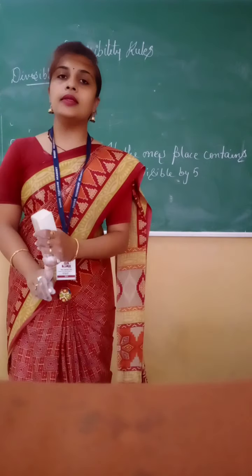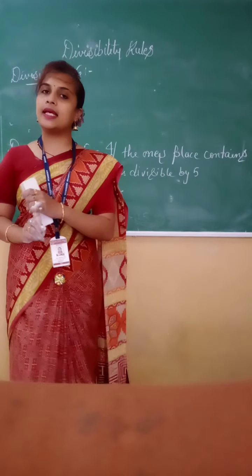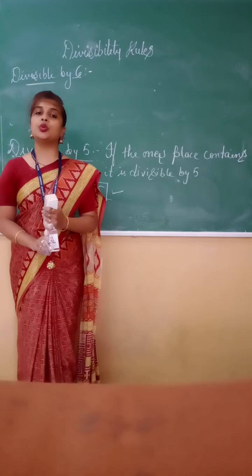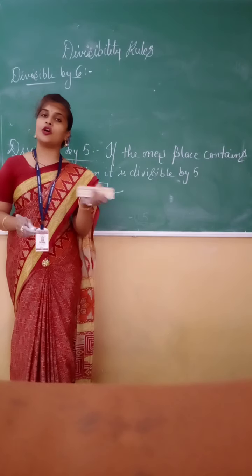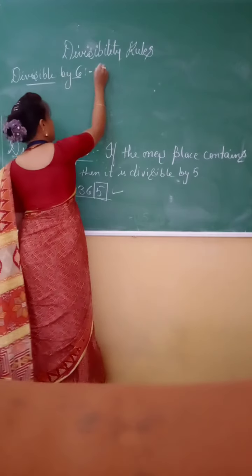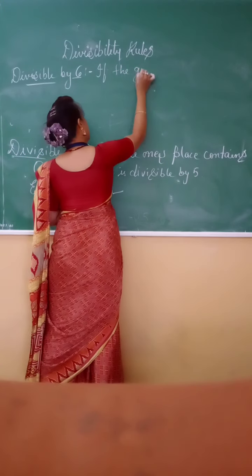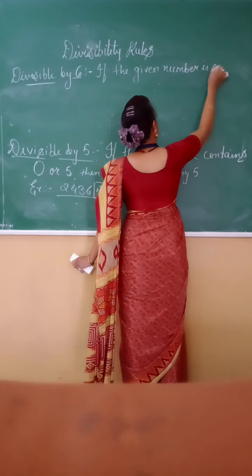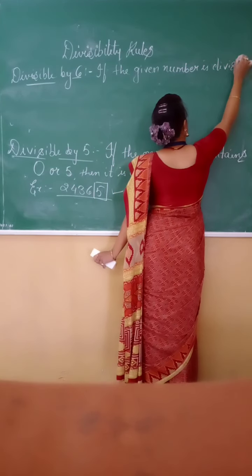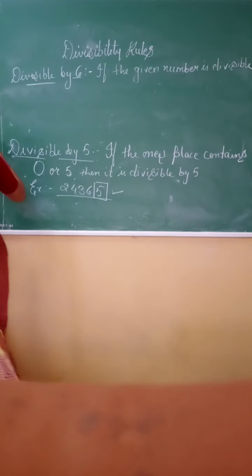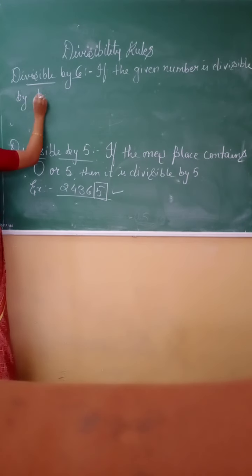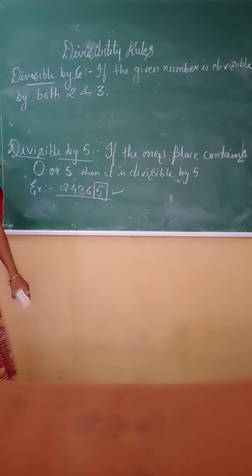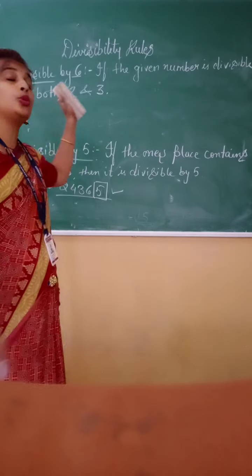How will we find that any number is divisible by 6 or not? For finding it, we have to check the divisibility rule of 2 and 3 for the given number. If the given number is divisible by both 2 and 3, it is compulsory that it should be divisible by both 2 and 3.